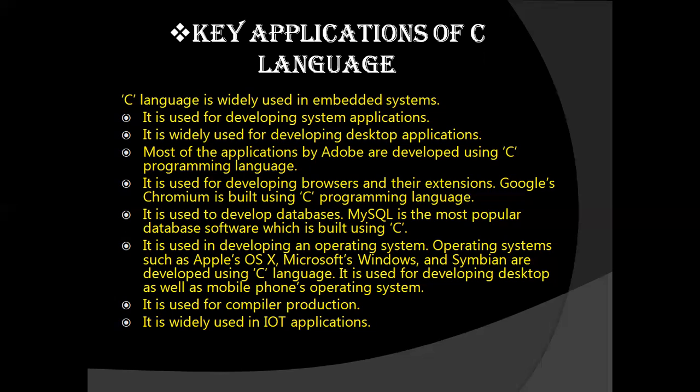It is also used for compiler production. It is also widely used in IoT applications, the Internet of Things. So these are the many applications we have seen of C language. That is what makes C language very popular and very unique from other languages.